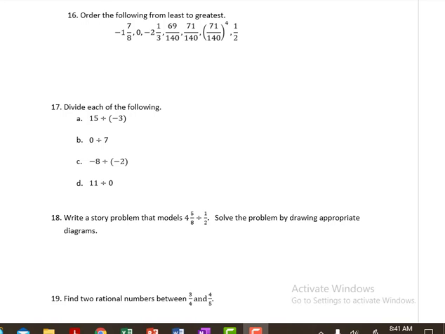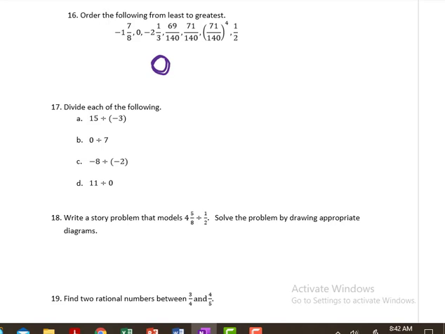Number 16. Order the following from least to greatest. So what I see here, the first thing that draws my attention, is that there is a 0, and there are positive numbers and negative numbers. So I'm going to use that 0 as a central point to help divide up my numbers. Now, there are only 2 negative values listed: -1 and 7/8, and -2 and 1/3.